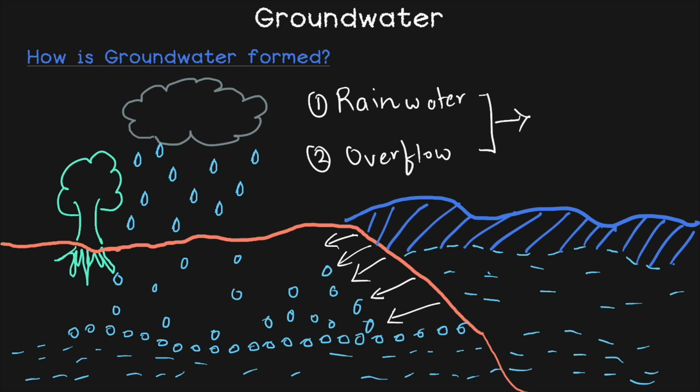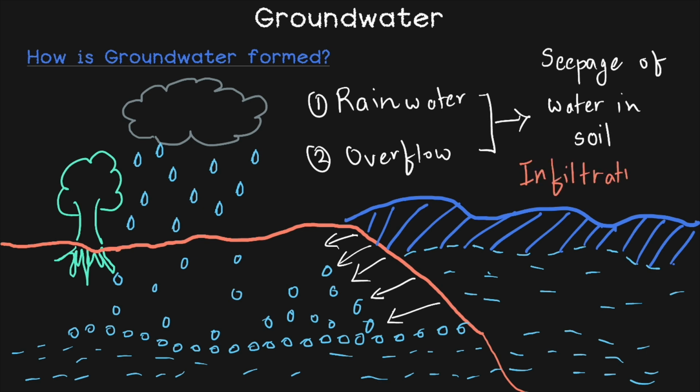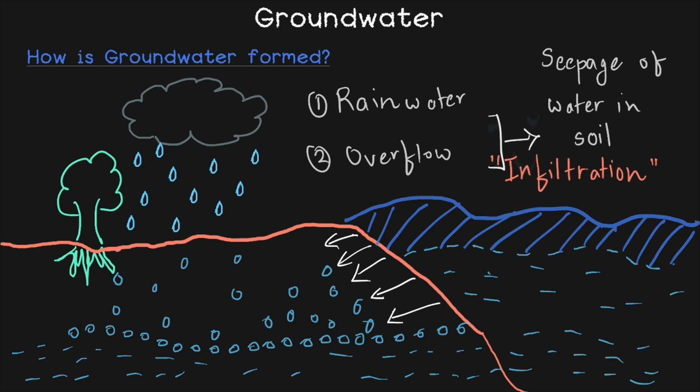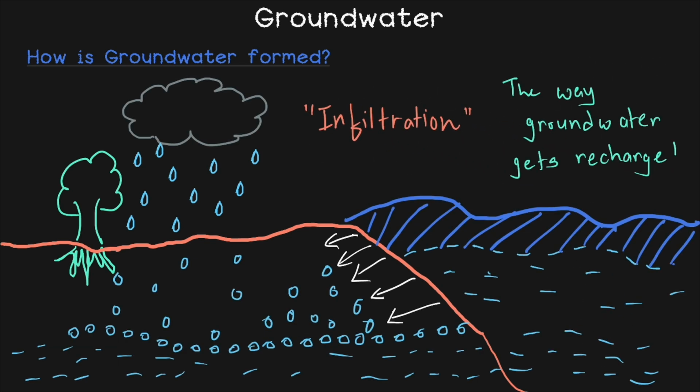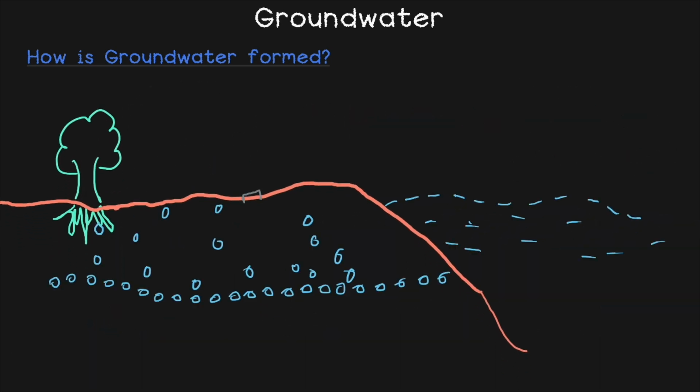Collectively, rainwater and this overflow of water bodies cause the seepage of water in the soil, and there is a term for it that we call infiltration. So we have a formula here. Infiltration is the way groundwater gets recharged. Now let's go a bit deeper.